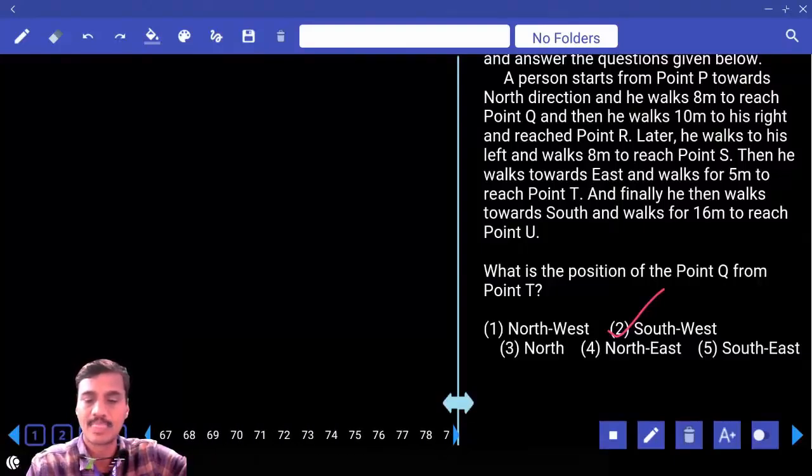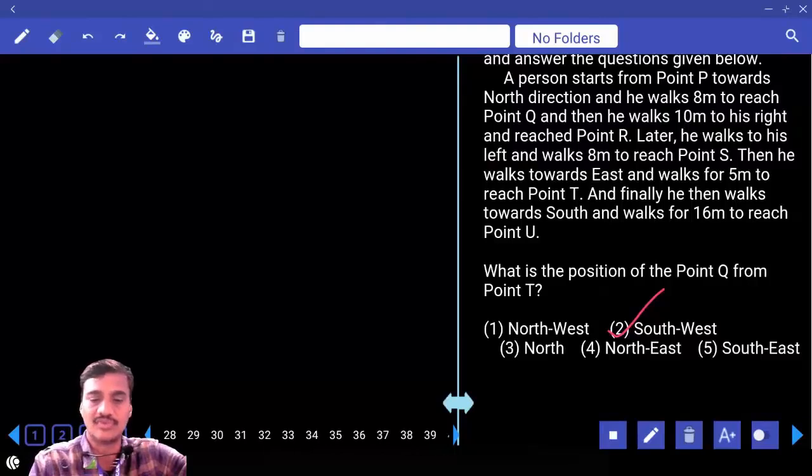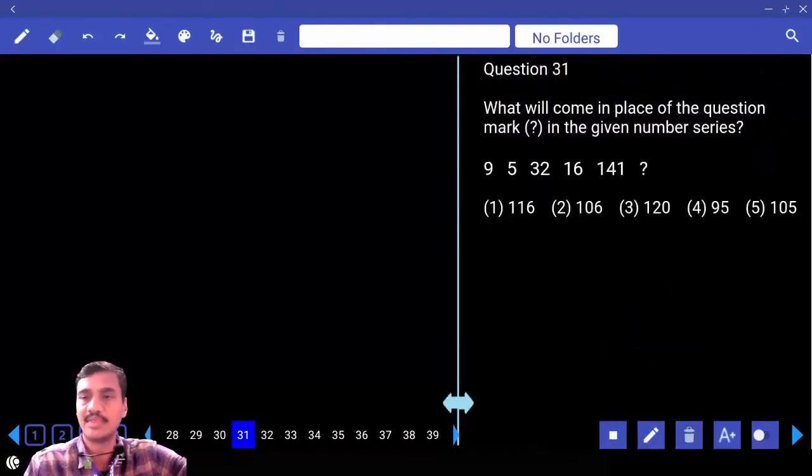Then number series, question numbers 31 to 35. In this 31, what is the question given? 9, 5, 32, 16, 141. Then how to represent this one?